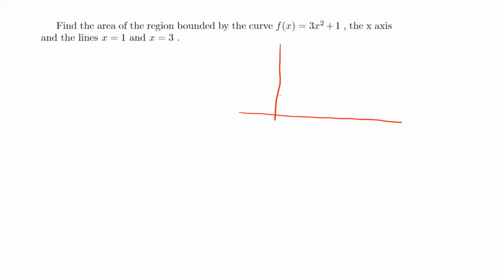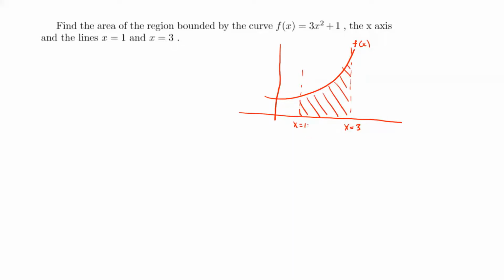So if we draw the function here, f of x, we'll draw the line x is equal to 1, x is equal to 3, and we already have our x-axis there. So the area they're asking us to find is this shaded area here.